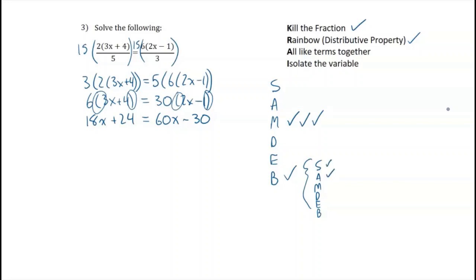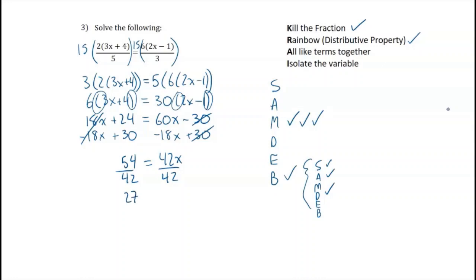So what I'm going to do here is I'm going to subtract 18x from both sides. That's going to cancel off the left side. And I'm going to add 30 to both sides. That's going to cancel off the right side. And so what I'm left with is 42x is equal to 54, which is great. We've applied subtracting and adding. The last thing now to do is the multiplication and division step. If we divide both sides by 42, I end up getting 54 over 42, which simplifies to 27 over 21.